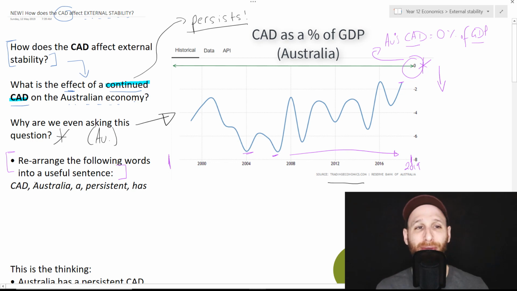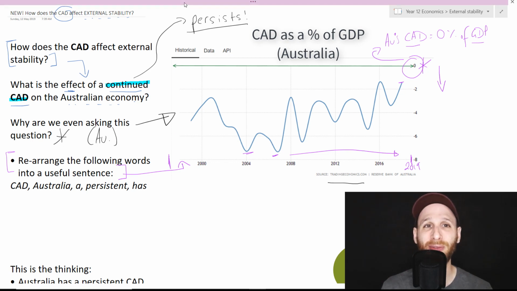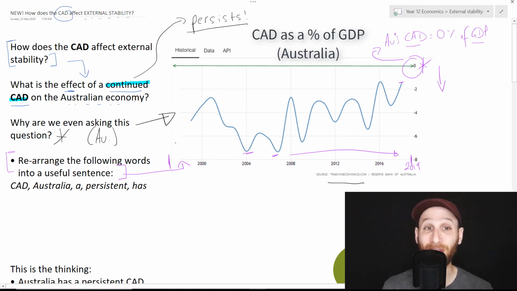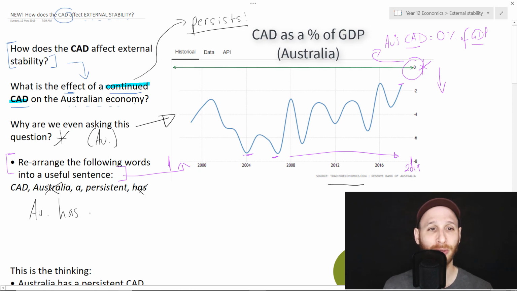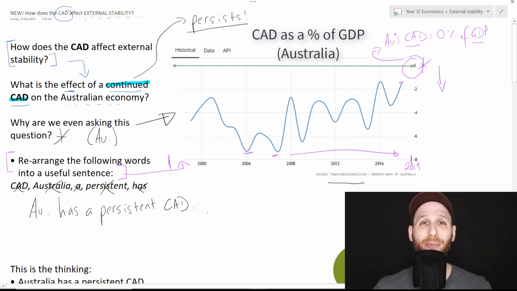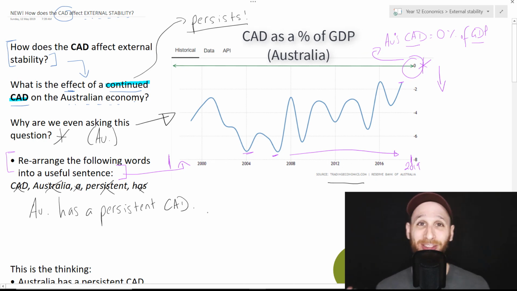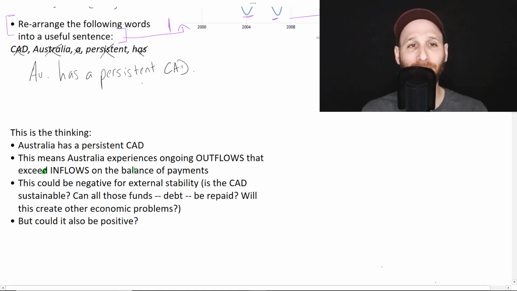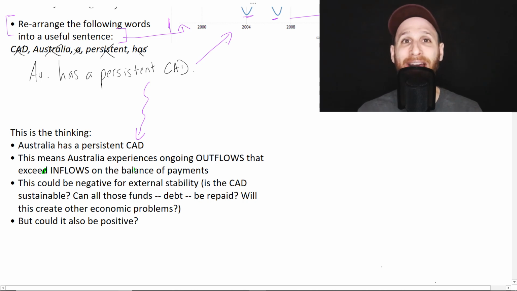So if we're trying to rearrange the following words into a useful sentence that explains this graph, what we would be talking about is this. That Australia has a persistent CAD. This is the thinking, right? That Australia has a persistent CAD. And remember, we saw that. I didn't just tell you that. We saw the graph of that in that little bit from just before.